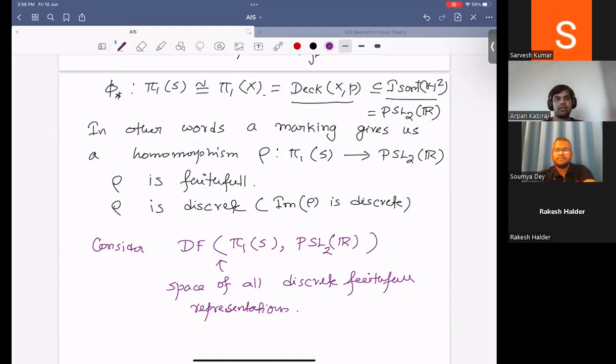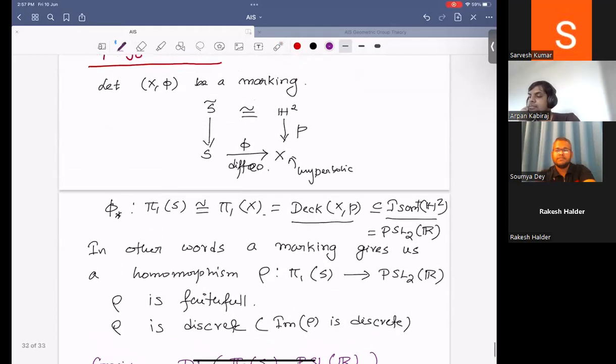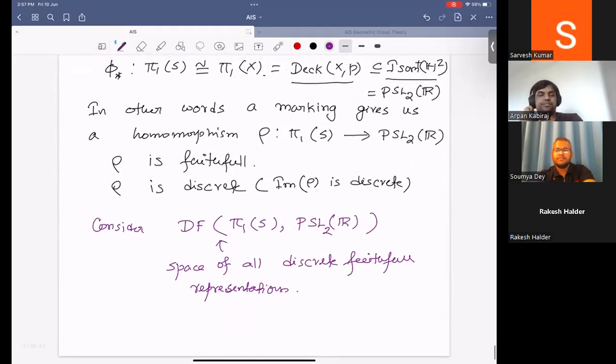Is it? Because it is not the other way around. I'm not saying this is Teichmüller space. This is just a collection which has a subset whose quotient is the Teichmüller space. I'm saying the set of all markings can be thought of as a subset of this space.